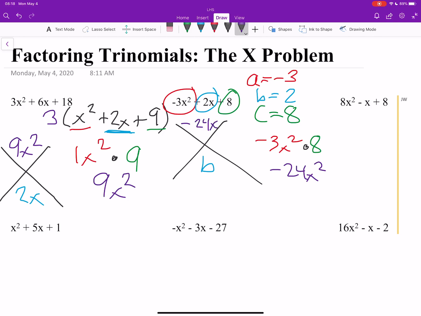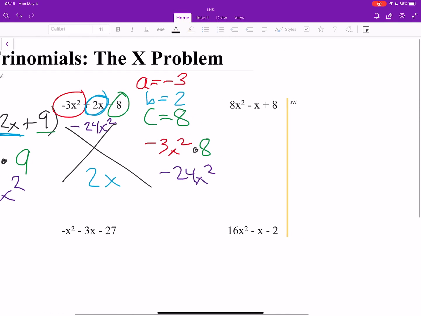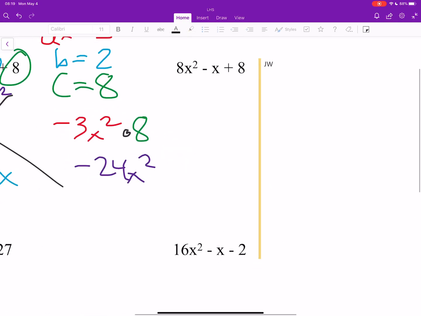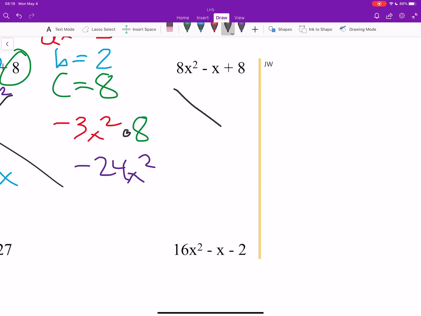And in the bottom of my x problem, I'm going to put what B was, making sure to include the sign, okay? So this one's a positive 2x. So once again, I'm just going to write 2x. Okay, if it was a negative 2x, I'd need to make it negative. Here again, let's do my x problem.